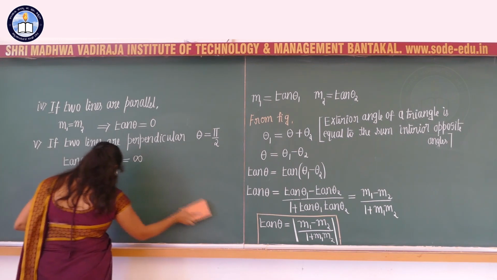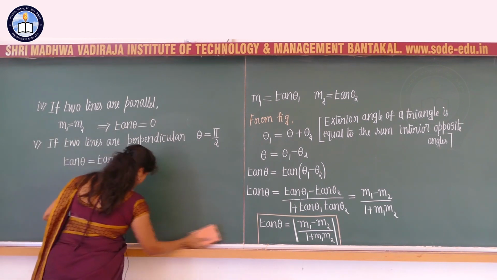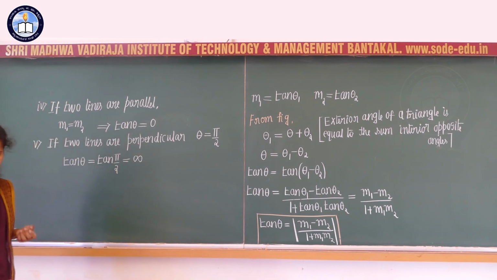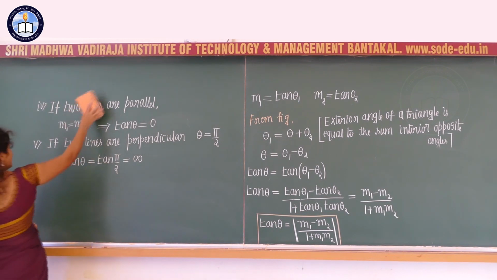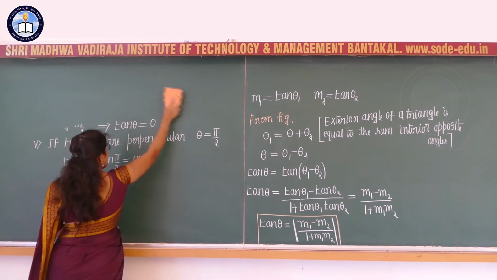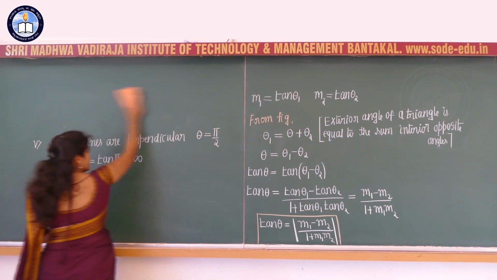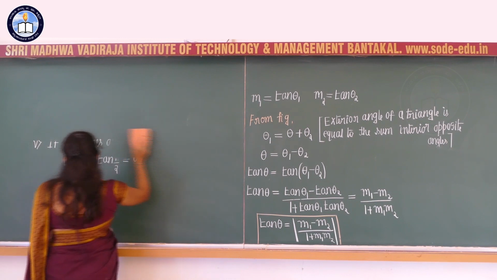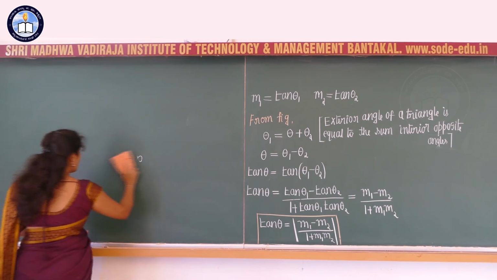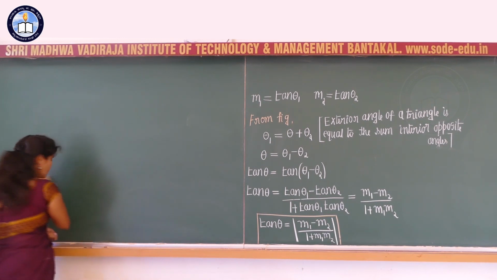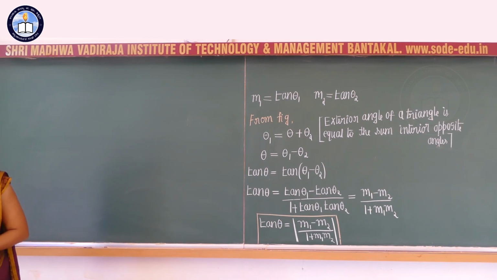So these are some of the points with respect to this result, that is, the angle between the two lines L1 and L2. Now let us consider some problems with respect to this formula, that is, the acute angle theta between the two lines L1 and L2. So let us consider the first question.